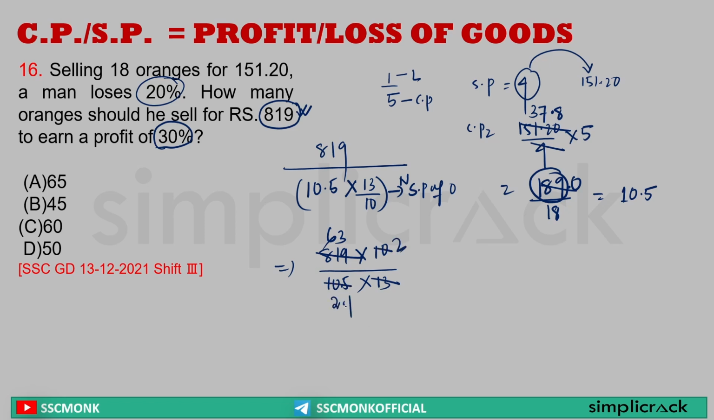0.1 5 2s are 10. Sir, 2.1 can also be written as 21 by 10, or I can take the 10 to the upper side, so I can write it here as 10. Sir, 21 3s are 63. 3 into 6 is equal to 3 into 2, 6 into 10 is equal to 60. So how many oranges are sold? 60 oranges are sold. Very simple calculation.